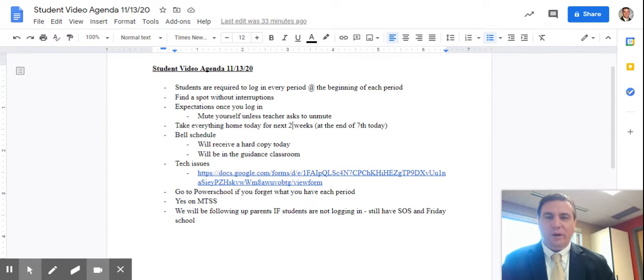The second bullet point is find a spot without interruptions. I know you're going to have interruptions. I know the dog's going to bark. I know there are other things that are going to occur. But please find a spot in your house that's going to have limited interruptions throughout this e-learning and hybrid experience.